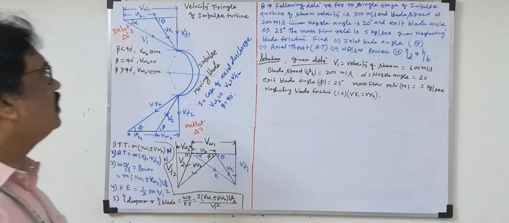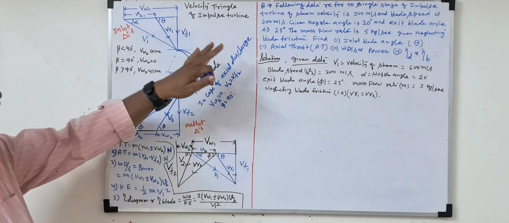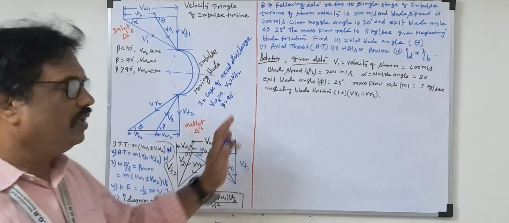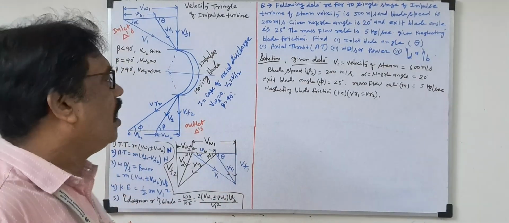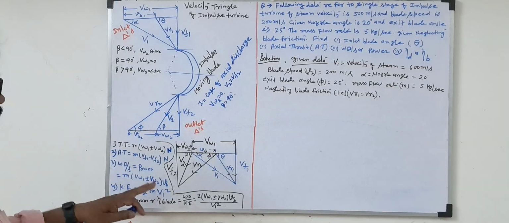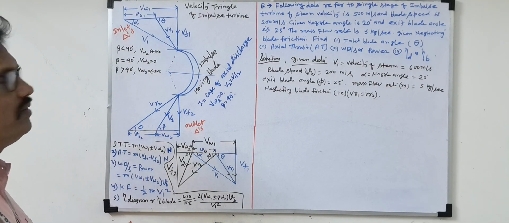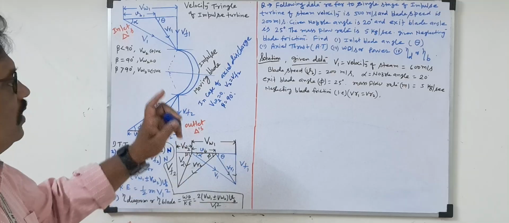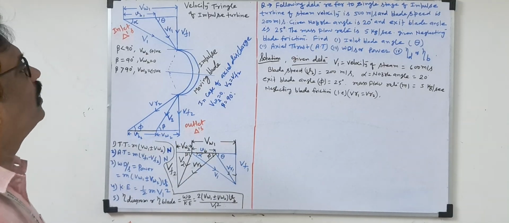Today I am going to discuss a simple impulse turbine problem. Already the derivations, the velocity diagram, how to draw the velocity triangle and how to write the formula, all those things I discussed in the previous video. So now I have taken one question. What is the question they are asking?